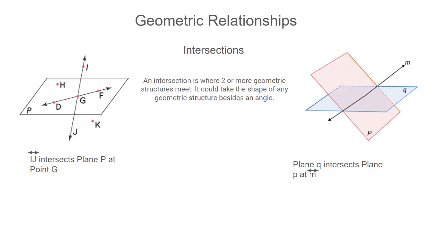Lastly, we have intersections. An intersection is where multiple structures meet. Typically, an intersection will take the form of another structure of fewer dimensions. For example, in the diagram on the left, the intersection of line IJ and plane P would be point G. And on the right diagram, plane Q intersects plane P at line M.